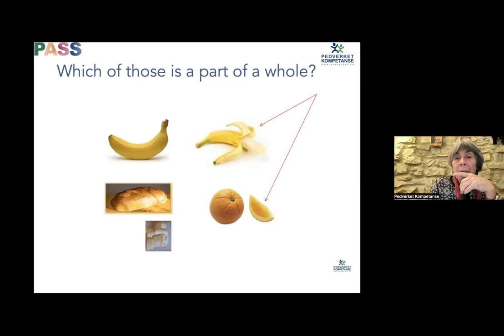Which of those? Which of those is a part of a whole? Which of those and which of those? It doesn't have to be more simple than that, because here either it is a part of a whole or it is not. And look, here is the question with the 2 arrows. Look at that part, banana, and look at this piece of orange.